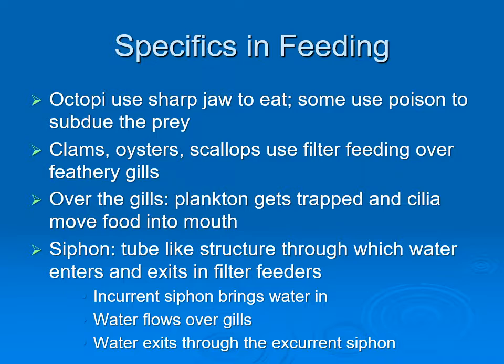And then there's a siphon, and this siphon will bring the water in, and then there's an excurrent siphon that will take the water out. So it's a tube structure in which water comes in for filter feeders. It brings the water over the gills, so it exchanges gases, and the cilia are there to trap the food, and then the water exits through the excurrent siphon. And we're going to see that siphon again because squid and octopi have the siphon, but they use it for a very different purpose that's not involved in feeding.